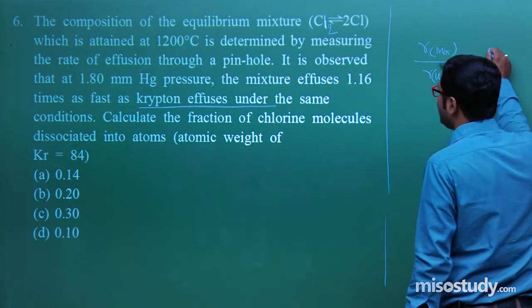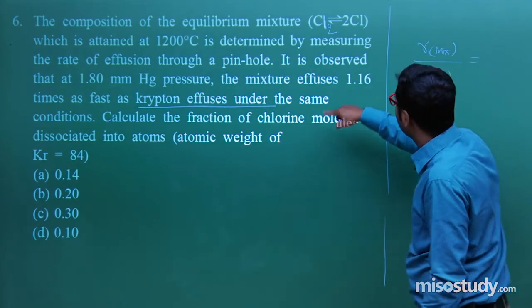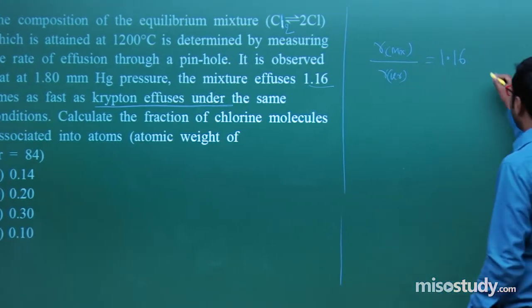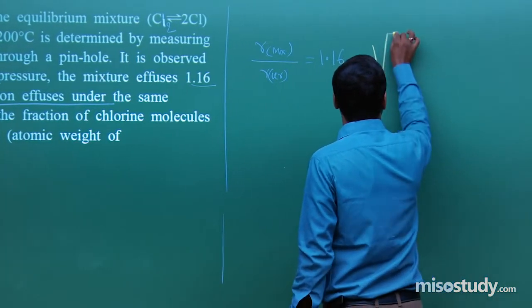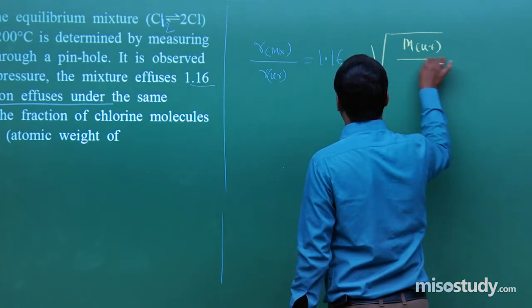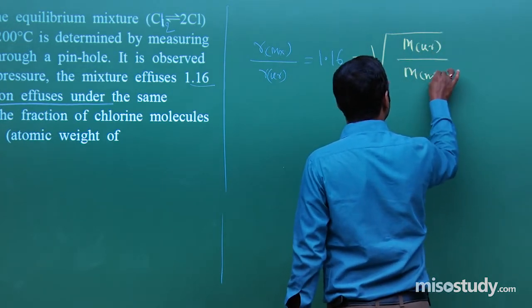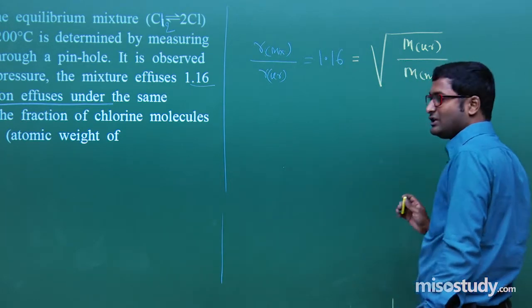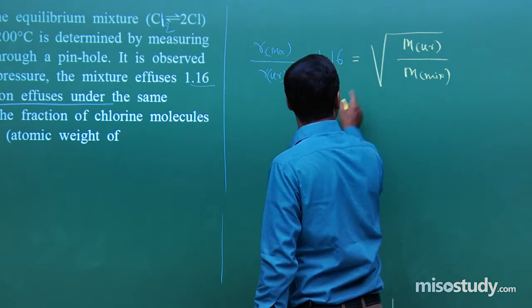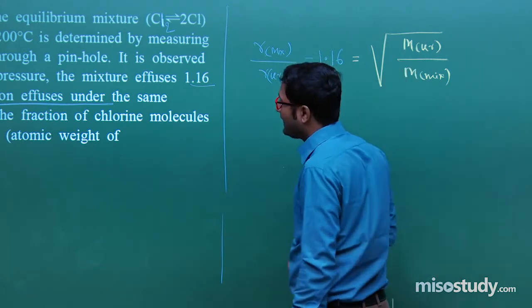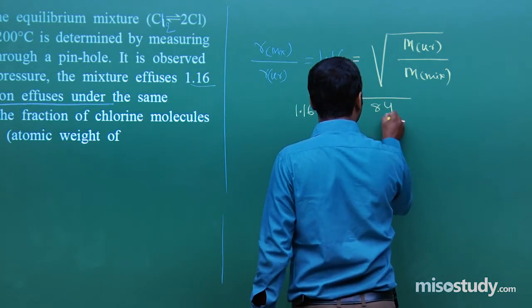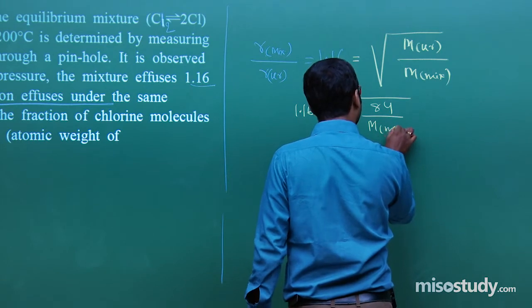So for this we can write here 1.16. Put here 1.16, and as we all know, it will be equal to root under mass of krypton upon the mass of the mixing gas. Clear to you? This is the condition here. Clear? Now 1.16 is equal to root under the mass of krypton, which is given, that is the atomic weight, 84, upon the molar mass of the mixture.